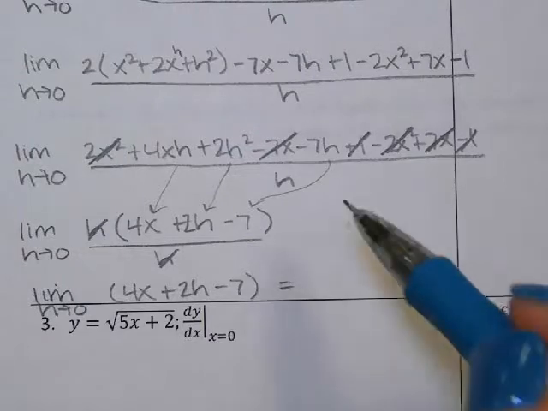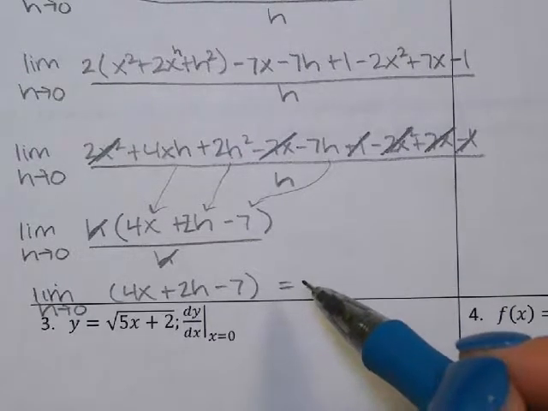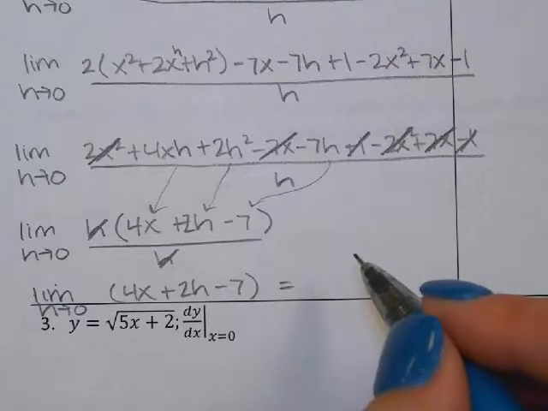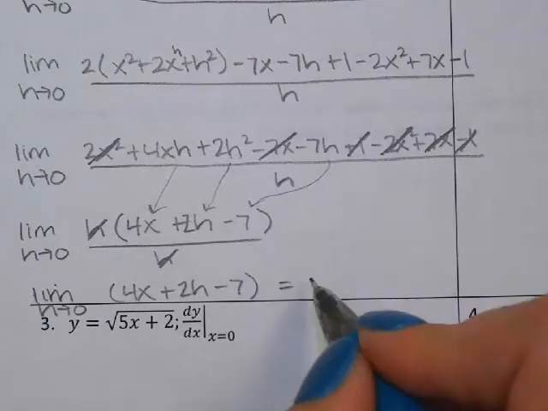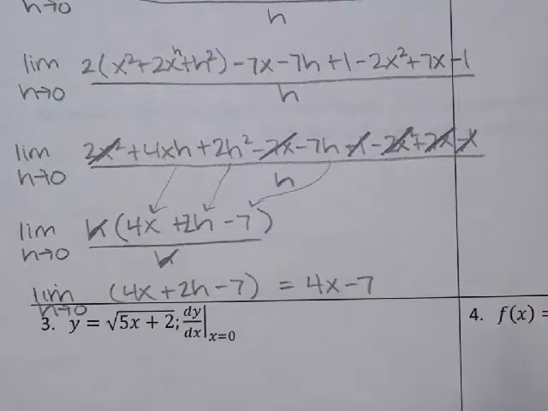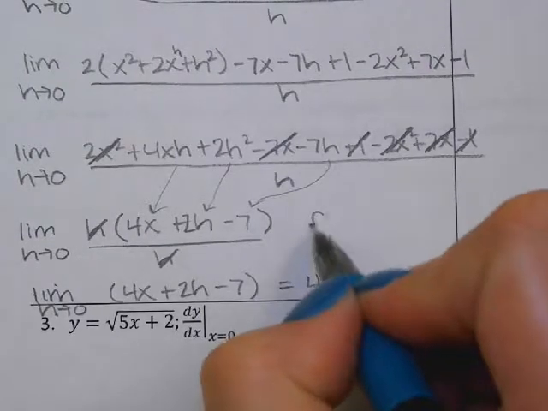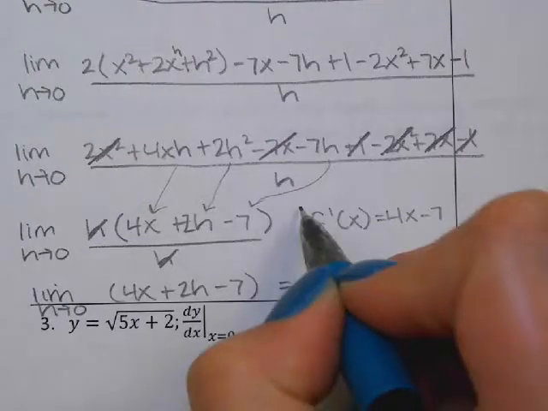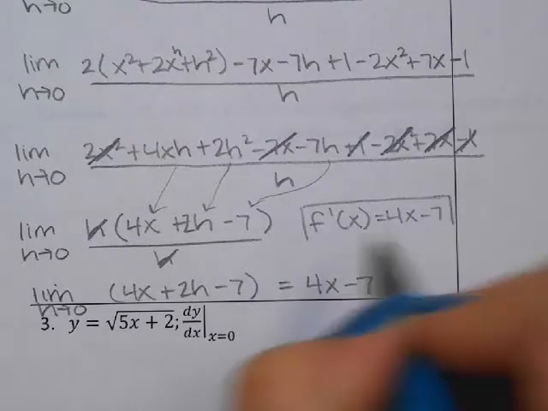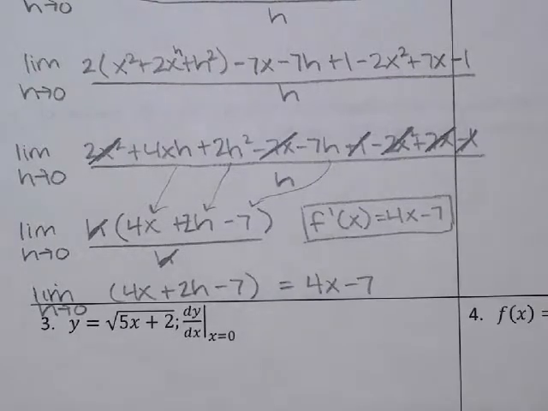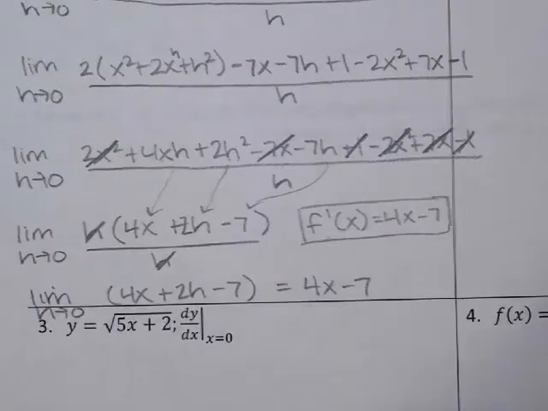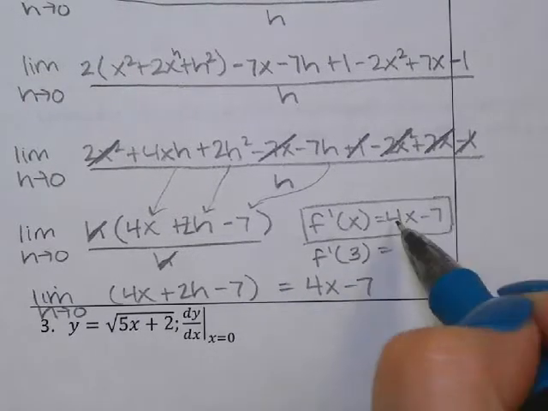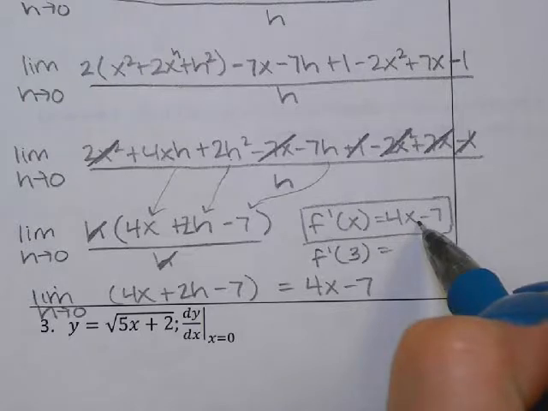Yeah. All right, so we plug in 0 and we get, okay, so this means that f prime of x is 4x minus 7, so that's the derivative written as an equation. And then to find the derivative evaluated at 3, we will plug 3 in. 4 times 3, take away 7.